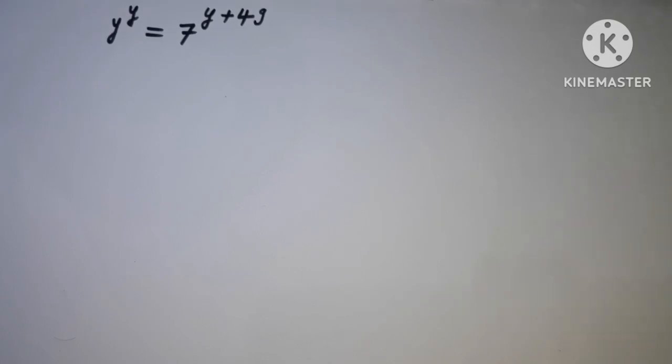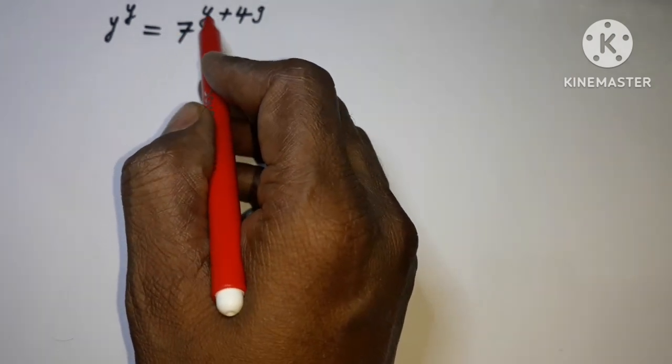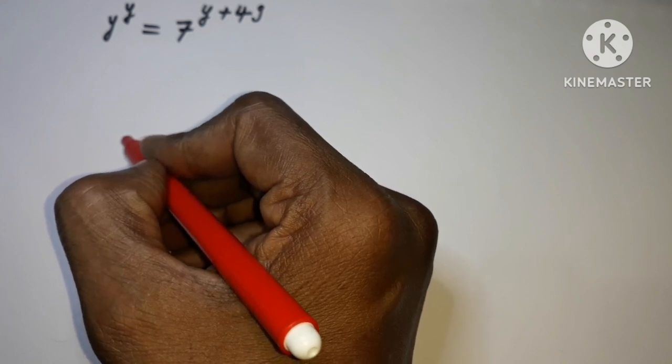Today we have to find the value for y. This equation is given: y to the power y equals 7 to the power y plus 49. I need to get the value for y here. So how can we solve this question?